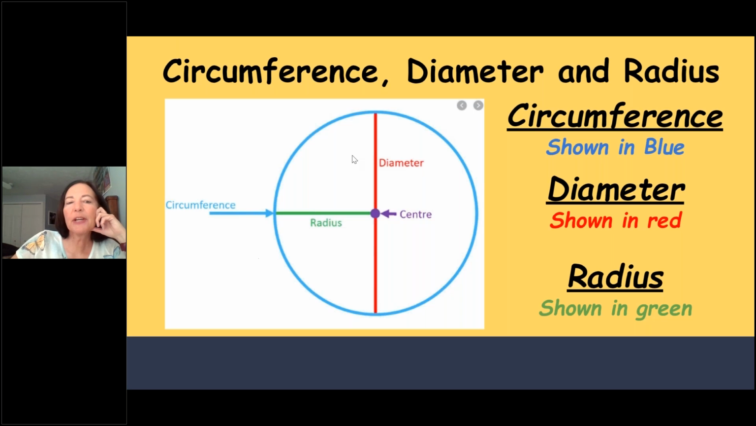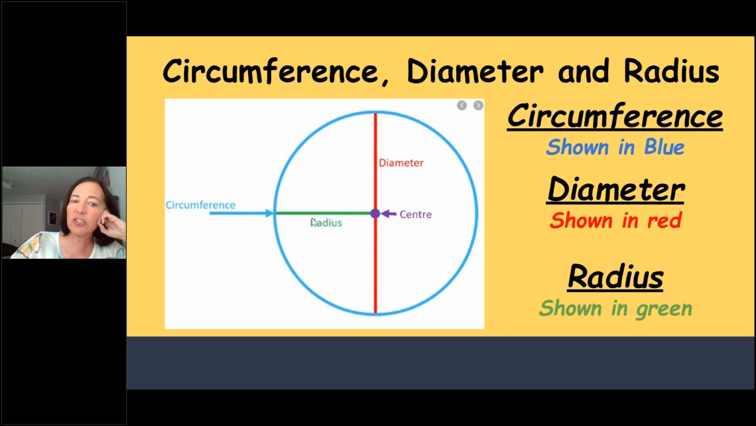Okay, I'm going to go ahead and review the parts of the circle, because Tashana, I think you did that with me last week, but just for anyone else who might be watching the videotape. So the circumference is the distance around the circle, and it's marked in blue on this diagram. The diameter is the distance across the circle traveling through the center, and it's marked in red on the diagram. And the radius is the distance from the edge of the circle to the center, and that's marked in green.